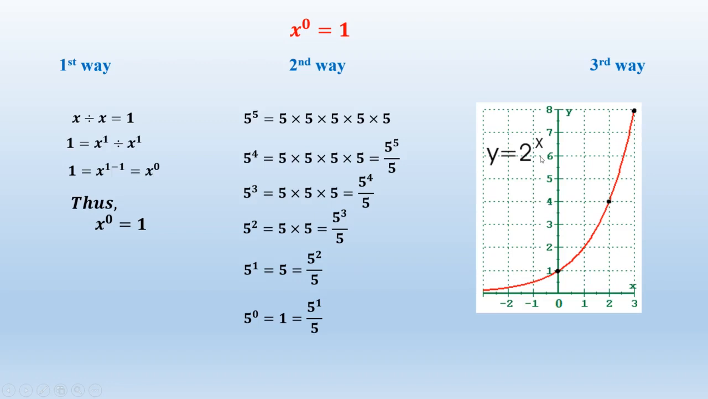Now what will happen if we plug in the value of x as 0? You can see that this red curve is intersecting the y-axis at 1, again showing that 2 to the power 0 is equal to 1. So which means that any number raised to the power 0 will give us the same result, which will be equal to 1. I hope this makes sense.